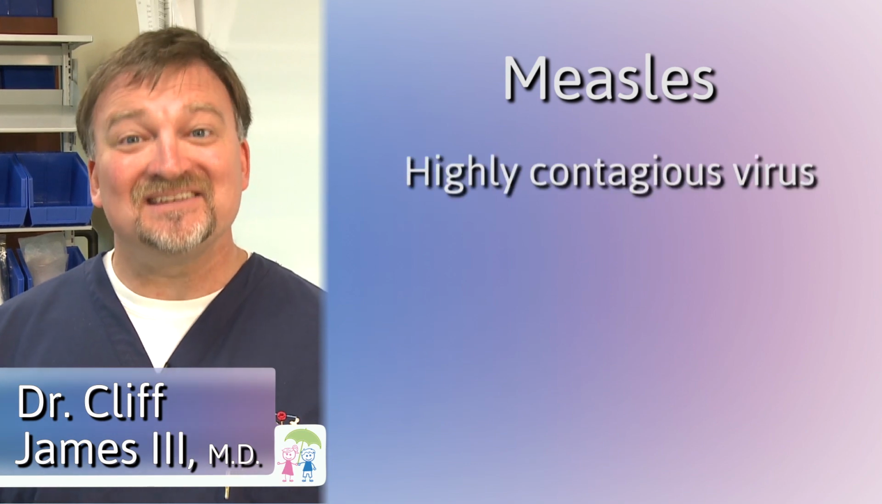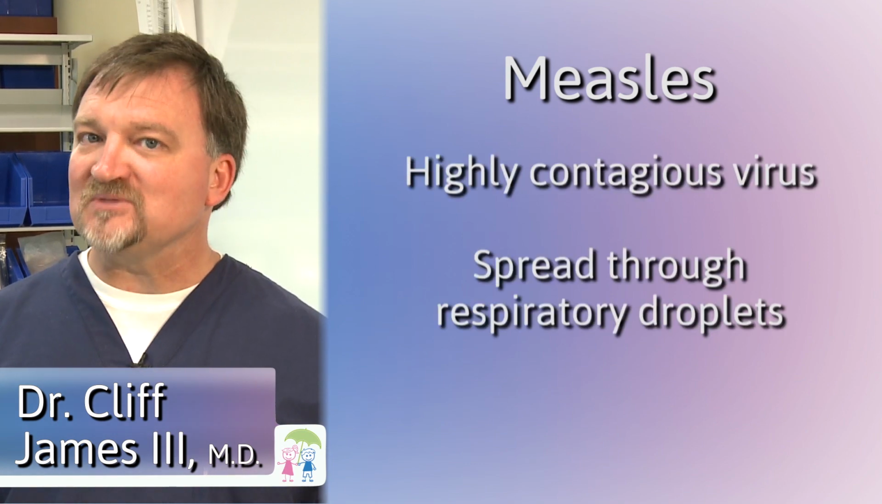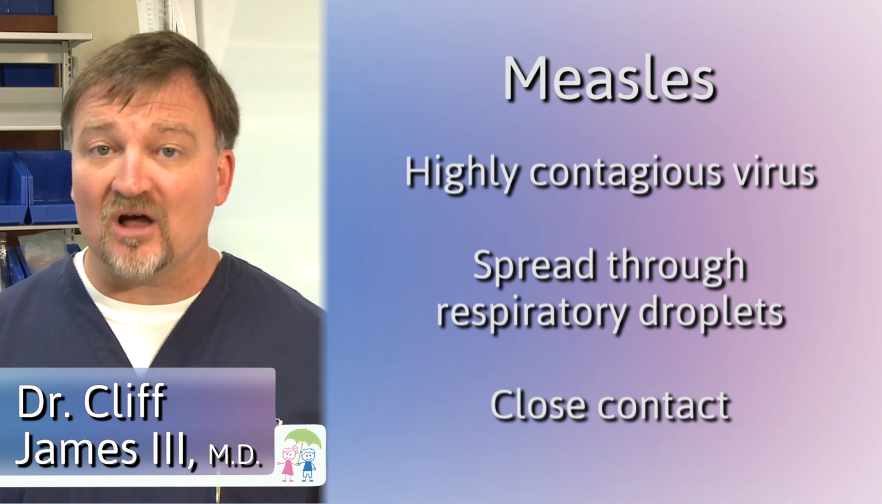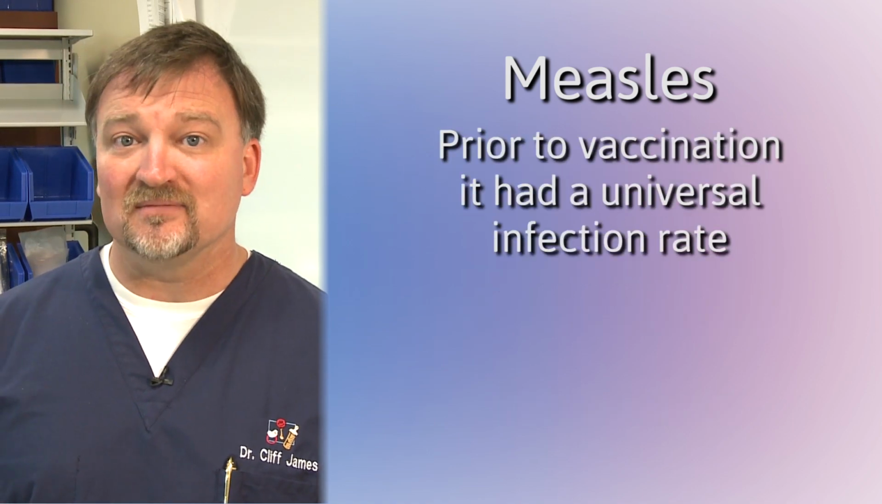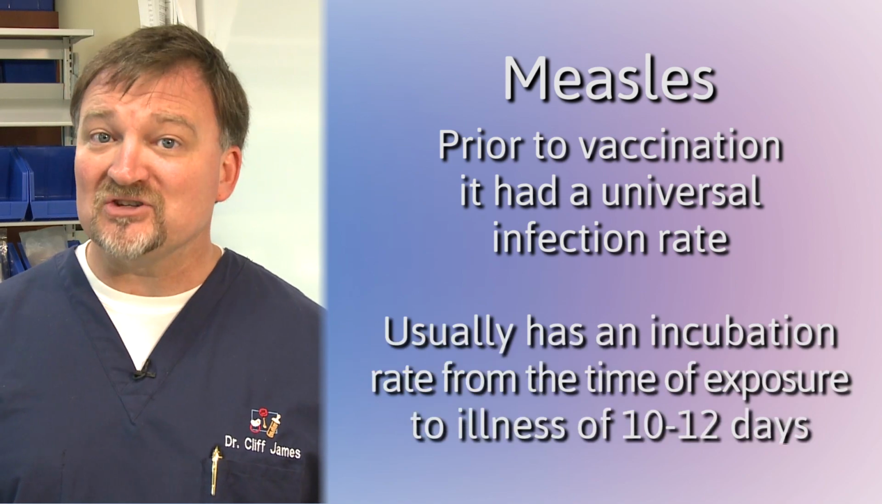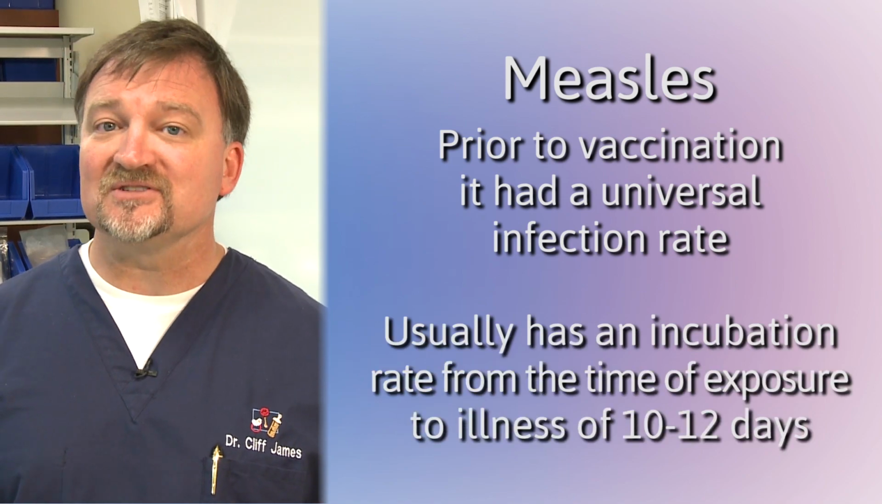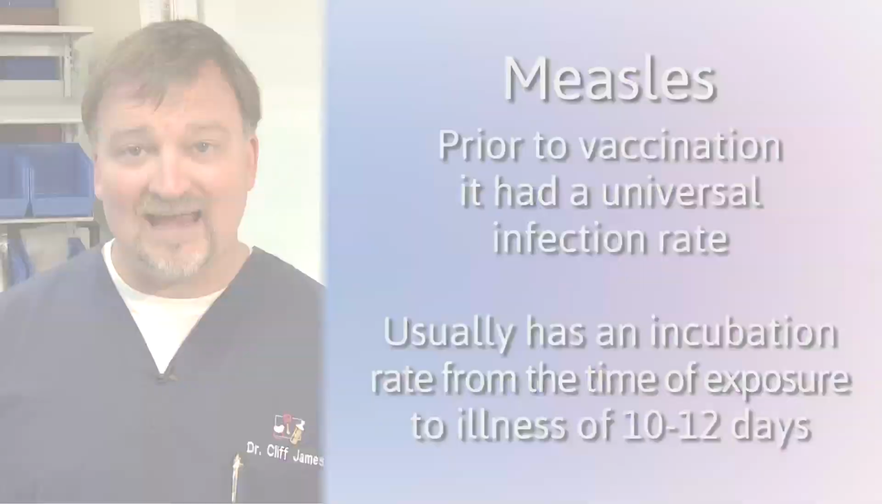Measles is a highly contagious virus. It's spread through respiratory droplets or close contact. Prior to vaccination, it had a universal infection rate. It usually had an incubation period from the time of exposure to illness of about 10 to 12 days.